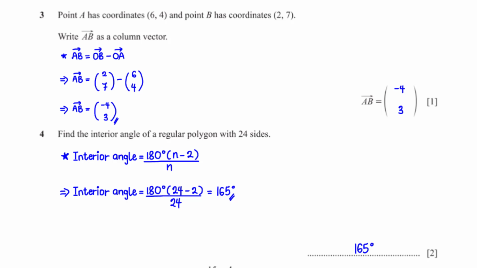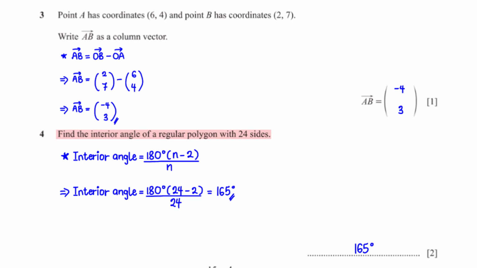Point A has coordinates (6, 4) and point B has coordinates (2, 7). Write AB as a column vector. AB is OB minus OA. OB is (2, 7) and OA is (6, 4). To get the resulting vector, we subtract corresponding elements in both vectors. So 2 minus 6 is -4 and 7 minus 4 is 3. So we have (-4, 3).